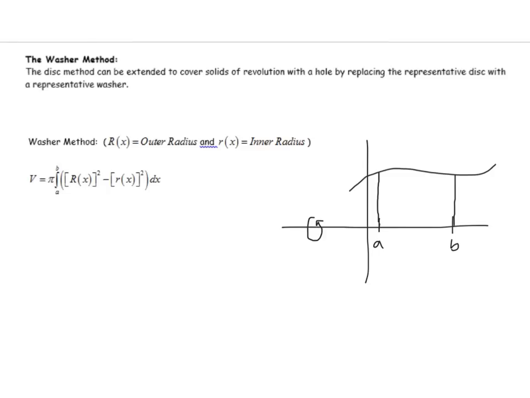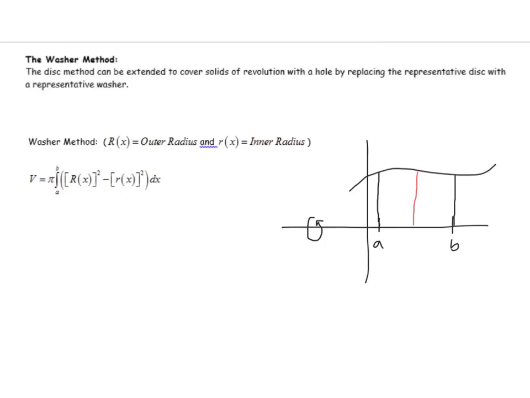Okay, so the washer method came about as a more general method for situations where you can't use the disk. So let's review the disk just really quickly. We have this area from A to B, this area right here, and we want to revolve it around the x-axis and find the volume. We do that by dividing it into disks.